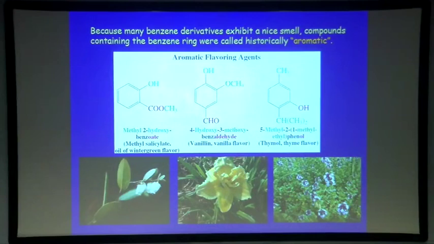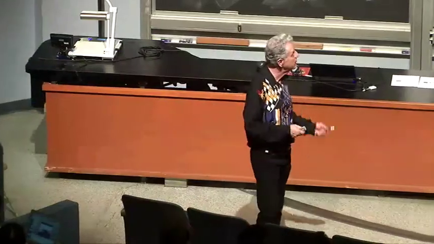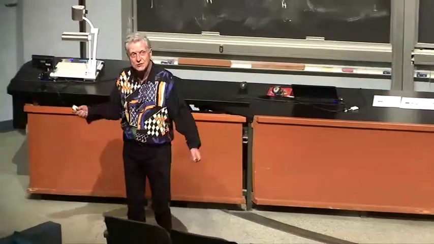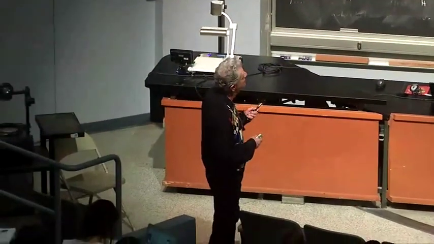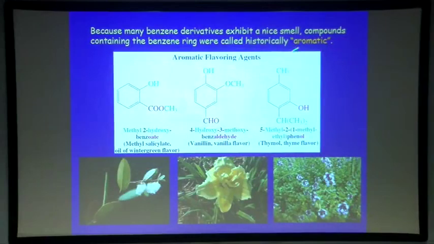This guy here with a hydroxy and an ester is methyl salicylate, the oil of wintergreen flavor. This one is vanilla flavor. That's what you use if, instead of using the vanilla extract from nature, you can just make it industrially and generate tons of vanilla flavor that way. And this one is called thymol. It's a simple benzene derivative. It's the thyme flavor. Okay? So there are lots of these compounds.